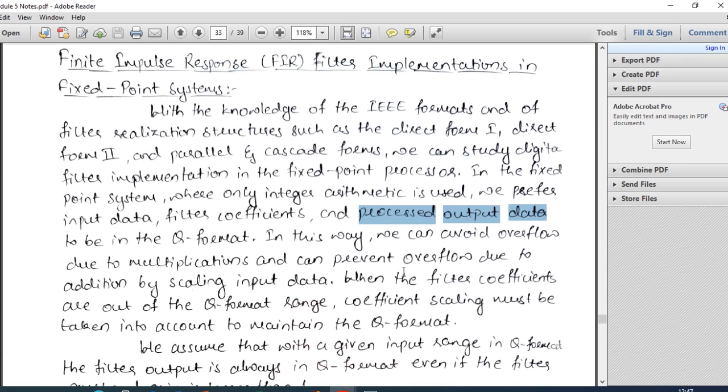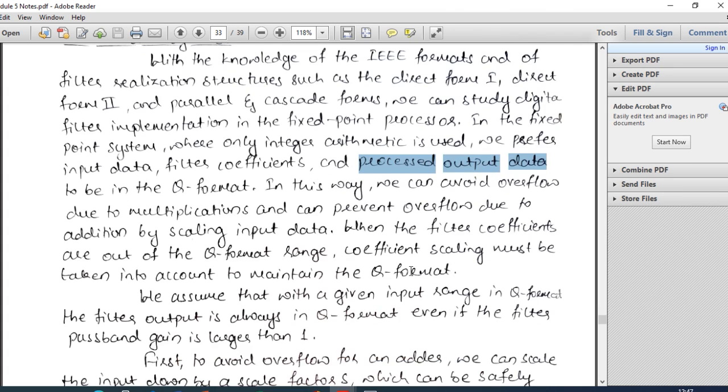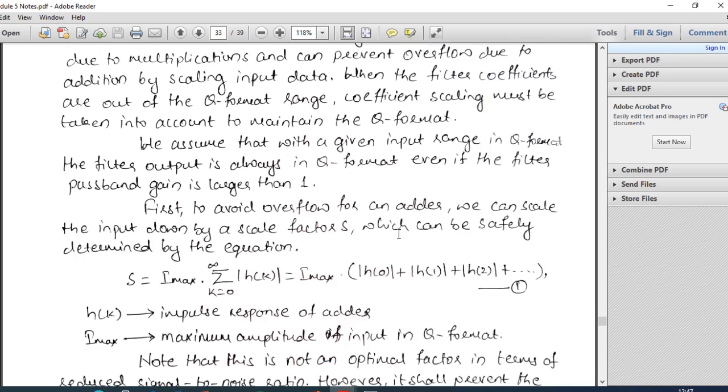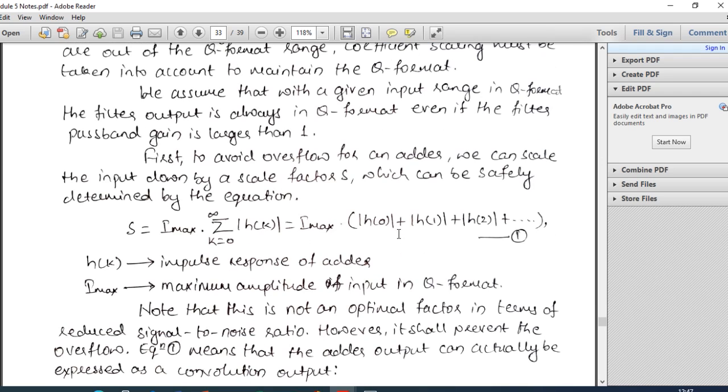So because of this, whenever the input data and its coefficients are given to the filter, the first thing you have to observe is whether the input and the coefficients are less than 1. If they are not, first you have to scale them down. And the formula which is used to scale them down is this one. We call it equation 1.